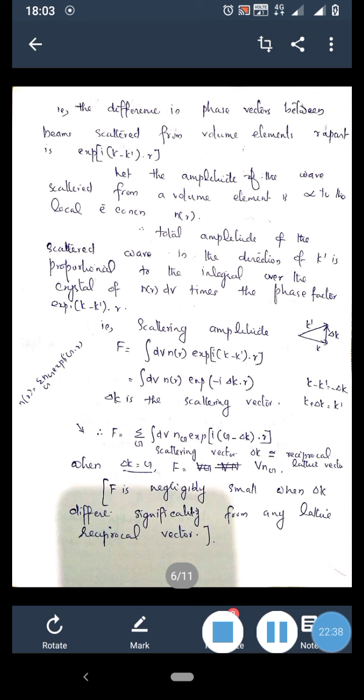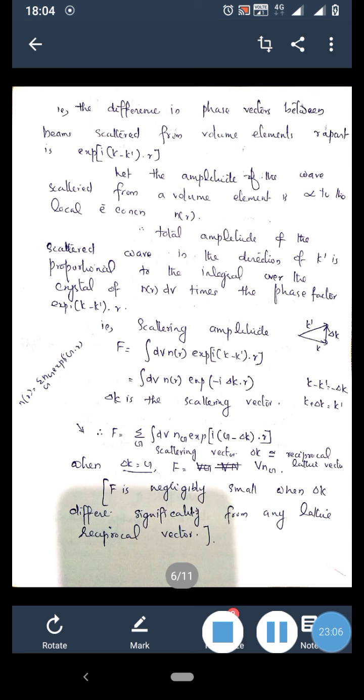So the scattering amplitude F will be equal to the integral of dV times n(r) times exponential i(k minus k') dot r, which will be equal to dV times n(r) times exponential minus i delta k dot r. Here k plus delta k is equal to k'. You can see in the picture, k is given as a vector, delta k is the difference vector, then k plus delta k is equal to k'. So from this, k minus k' will be equal to minus delta k. So delta k is the scattering vector, we can call it.